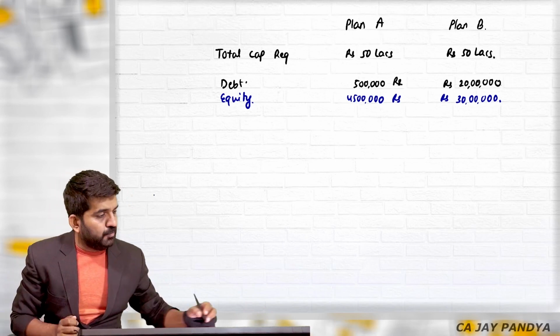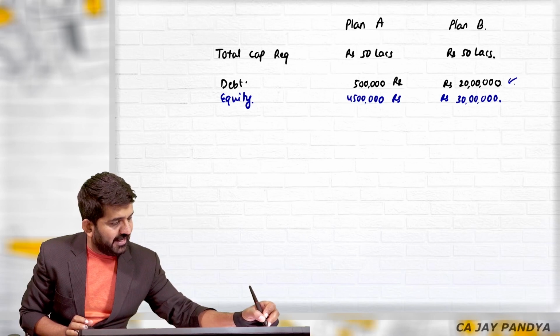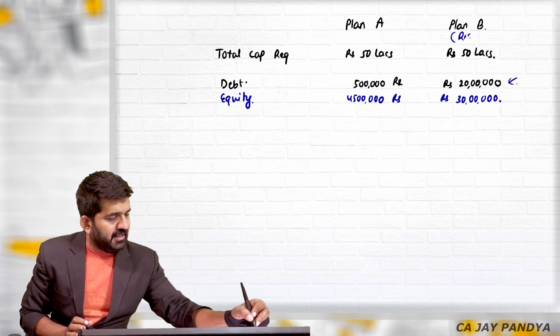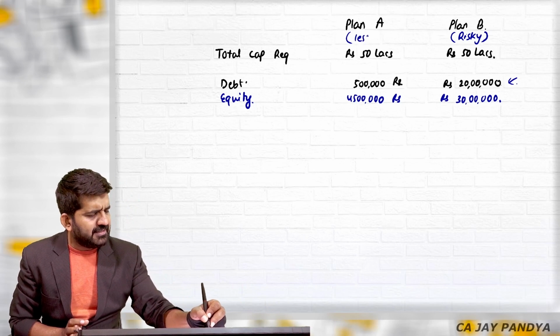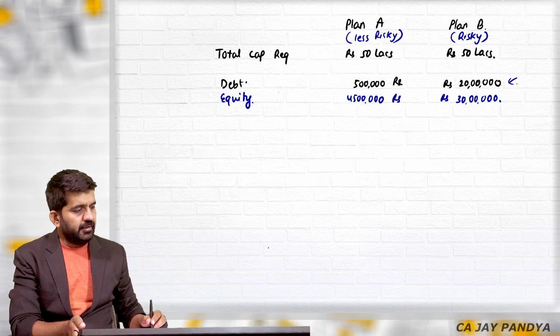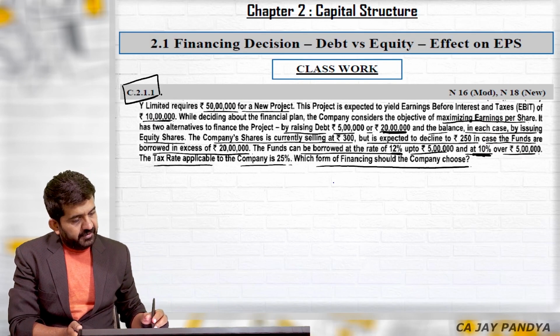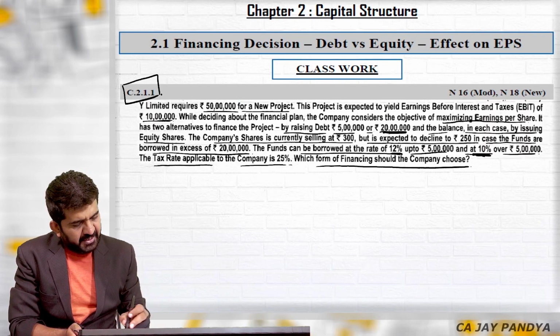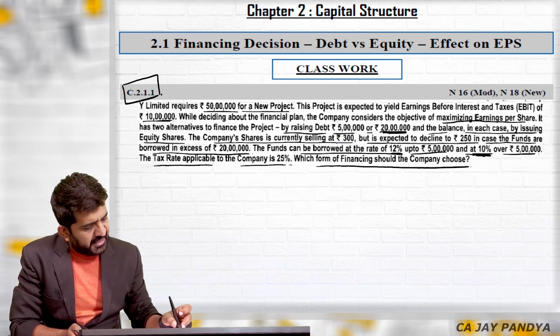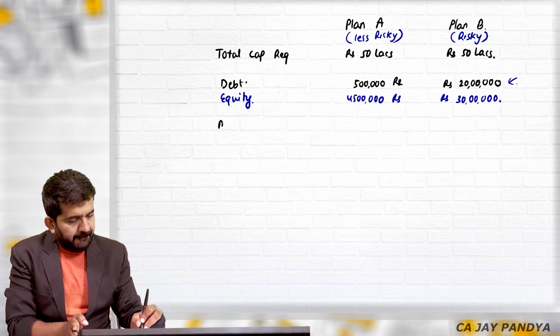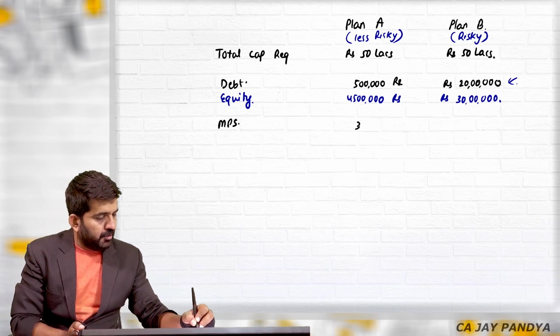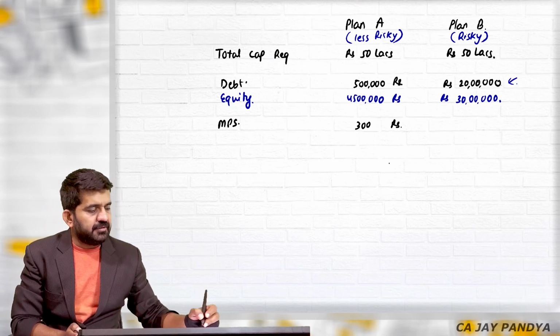Which plan is more risky? This is having a higher debt, so plan B is risky. Plan A is less risky. In each case, by issuing equity shares, the company's share is currently selling at 300. What is MPS? 300 rupees.